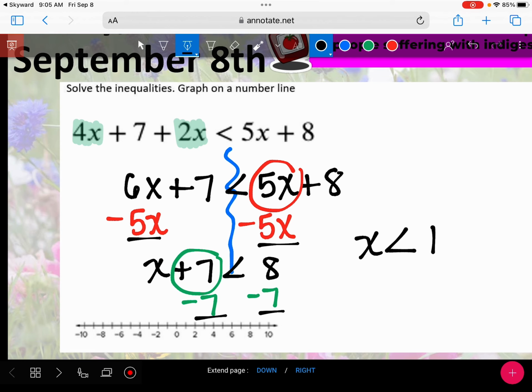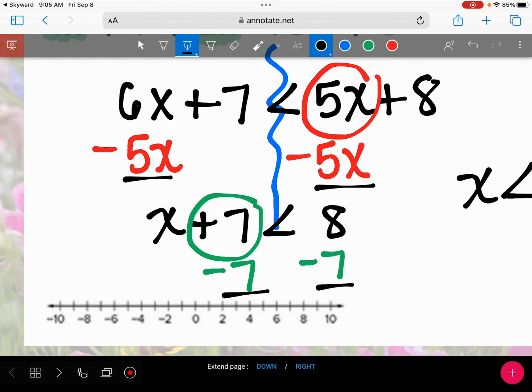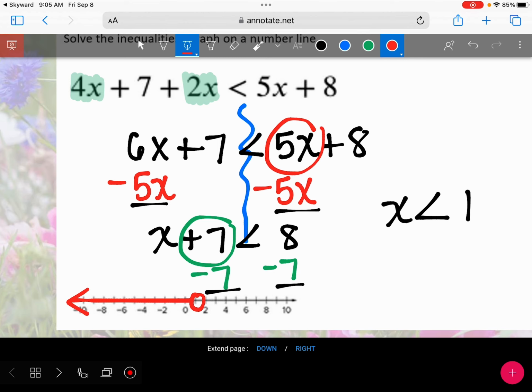To graph it, we're putting an open circle at 1 on my number line. And because it's less than, our arrow goes to the left. So you will have to graph your solutions on the next quiz also.